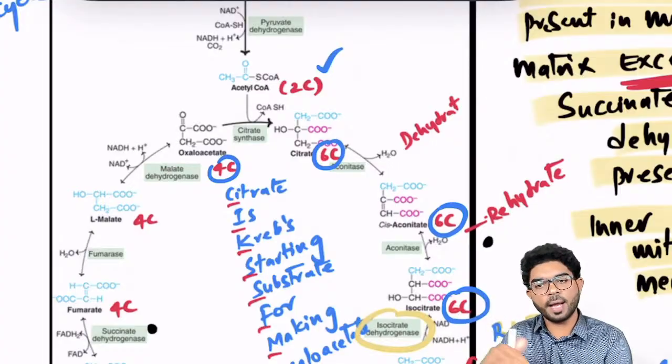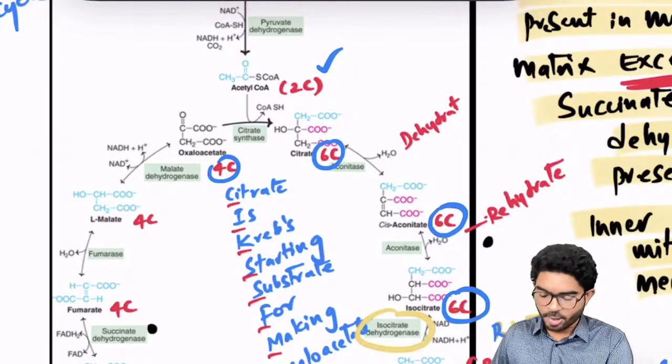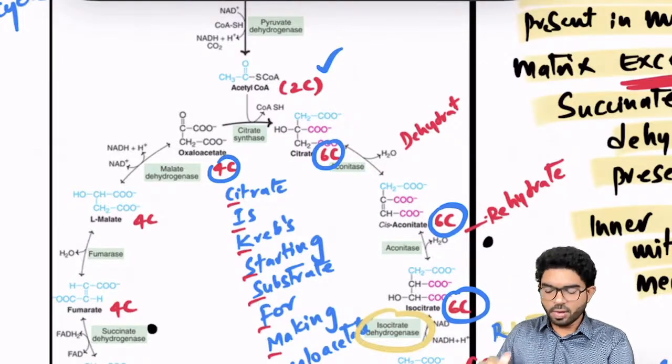Three acids are produced. Okay, 6 carbon acids are produced. So that is the reason why the other name for Krebs cycle is tricarboxylic acid cycle. Okay, so I'm not going to talk much about this particular thing, but I'll be focusing mainly on the important question which is being asked for us.